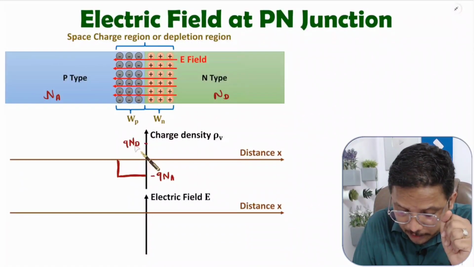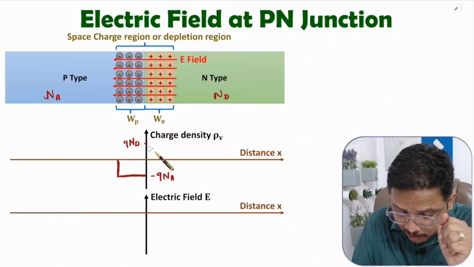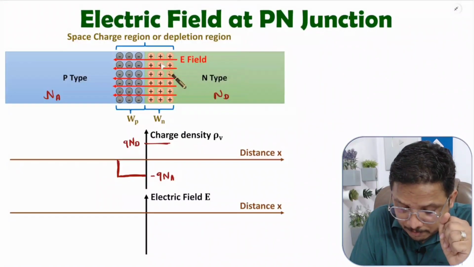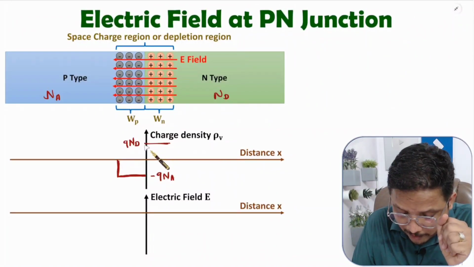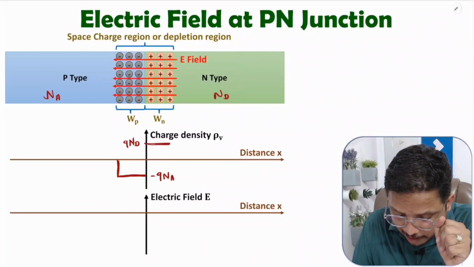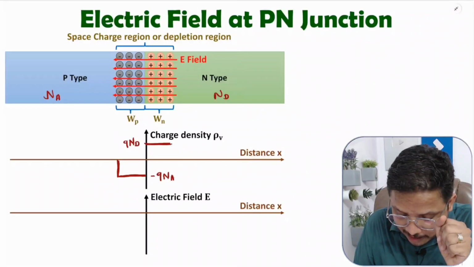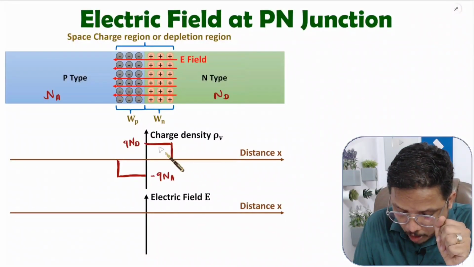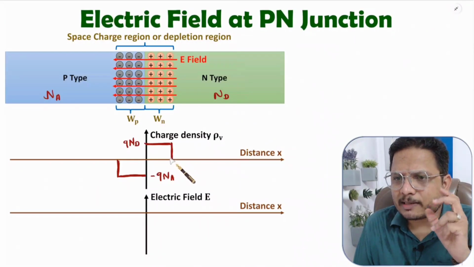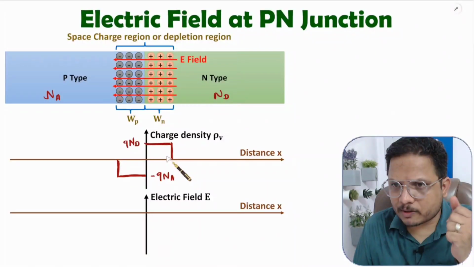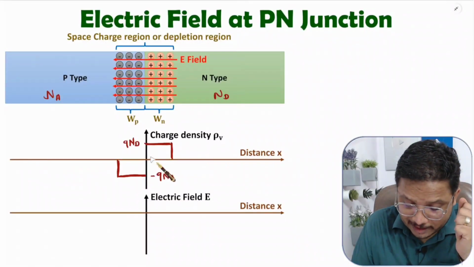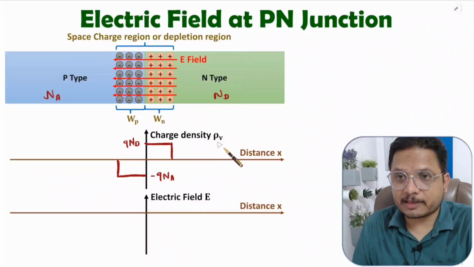Why is it plus Q into Nd? The reason is at the side of N type there are positive ions. So the value will be Q into Nd, and as I have told you, I'll be considering this as a rectangular box. Why? The reason is we are considering depletion region approximation, right? So that is how charge density is there with us.